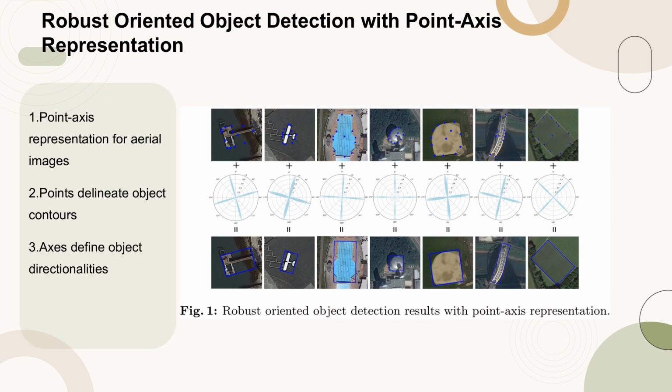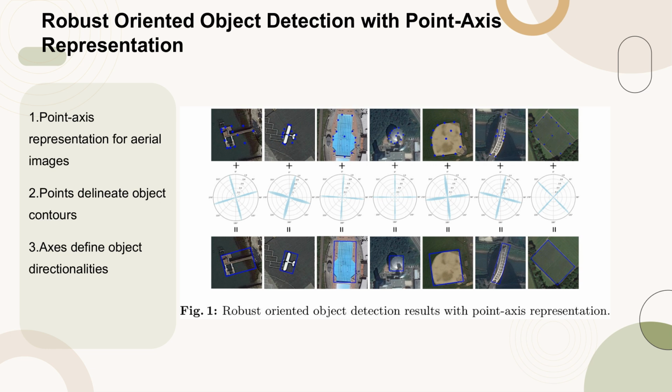Figure 1 showcases robust oriented object detection results using the point axis representation. This representation is particularly effective in aerial images, where it emphasizes flexibility and geometric intuitiveness. The key components of this representation are points and axes. Points are used to delineate the spatial extent and contours of objects, providing detailed shape descriptions. Axes, on the other hand, define the primary directionalities of objects, offering essential orientation cues crucial for precise detection. This approach decouples location and rotation, addressing the loss discontinuity issues commonly encountered in traditional bounding box-based methods.